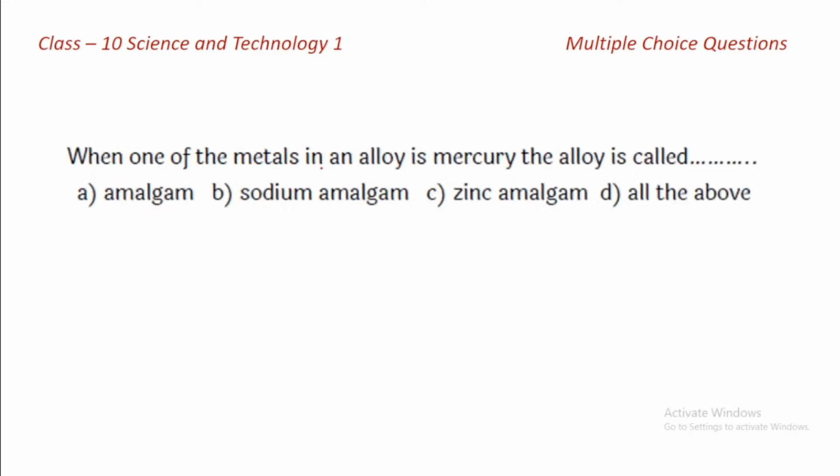When one of the metals in an alloy is mercury, the alloy is called dot dot. First option is amalgam, second sodium amalgam, third zinc amalgam, and option D all the above. So the correct answer is option A, amalgam. That is, when one of the metals in an alloy is mercury, the alloy is called amalgam.